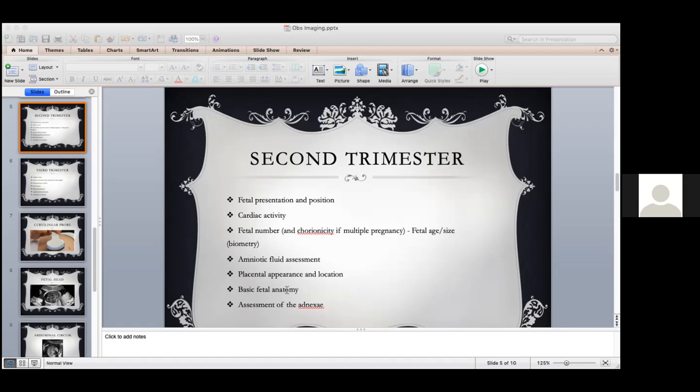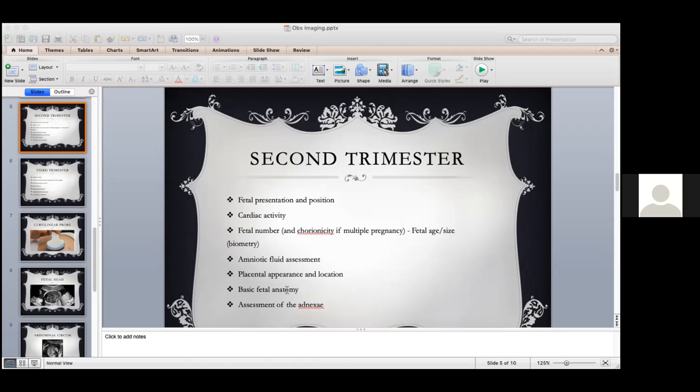Then you want to assess, after you have looked at the face and you've ascertained there are no anomalies there, then you come down to the thorax, to the chest. So you want to assess the heart. Is it in the normal position? Does it have 4 chambers?